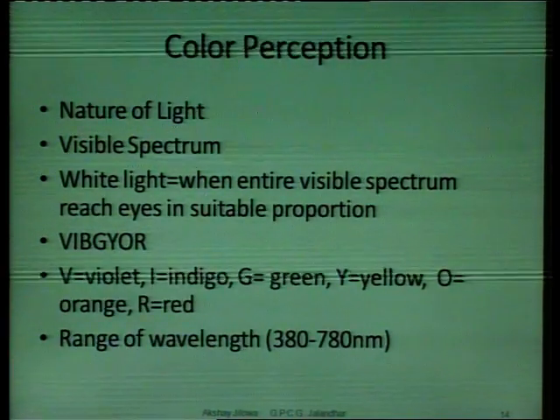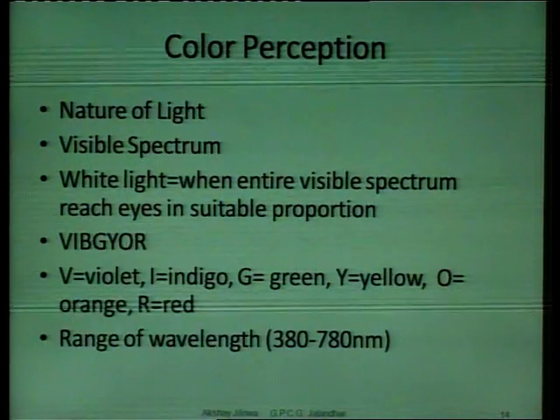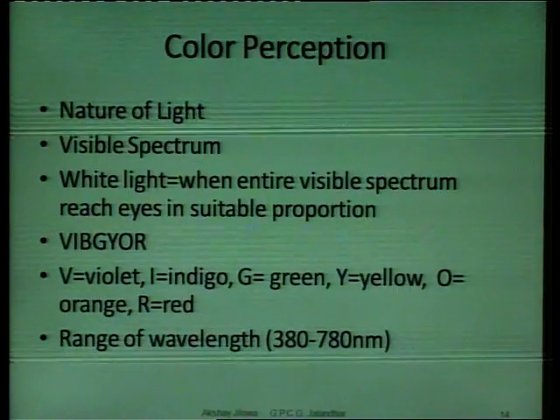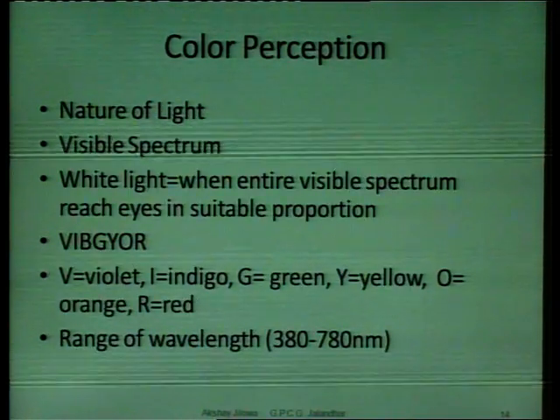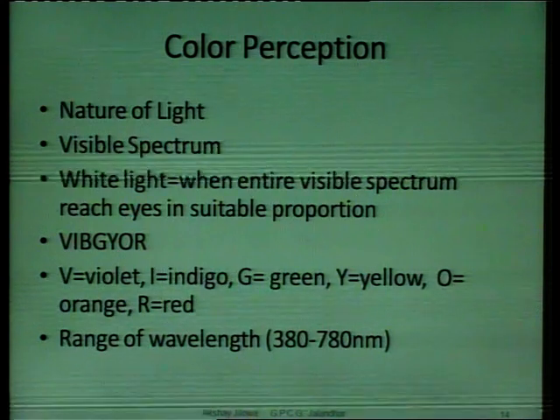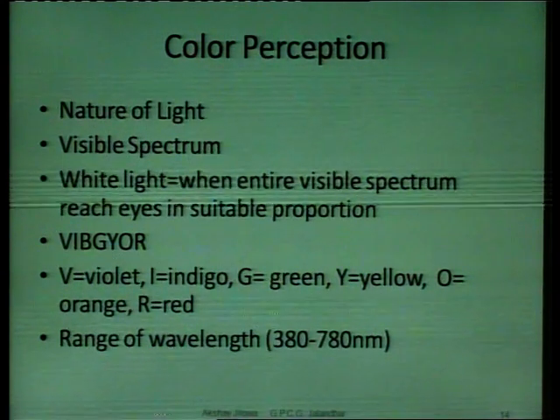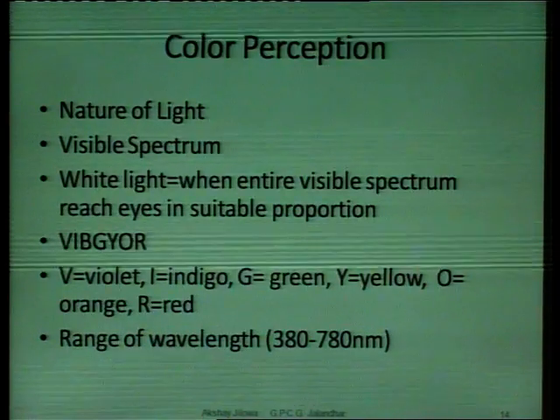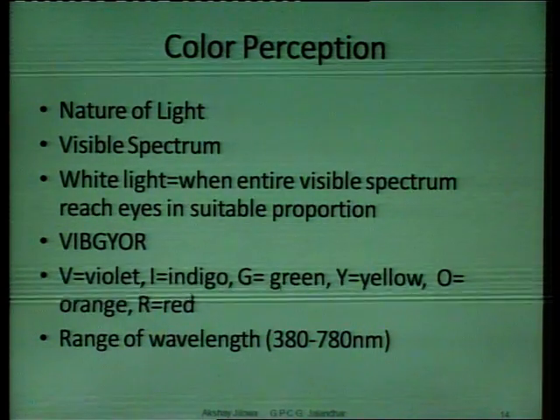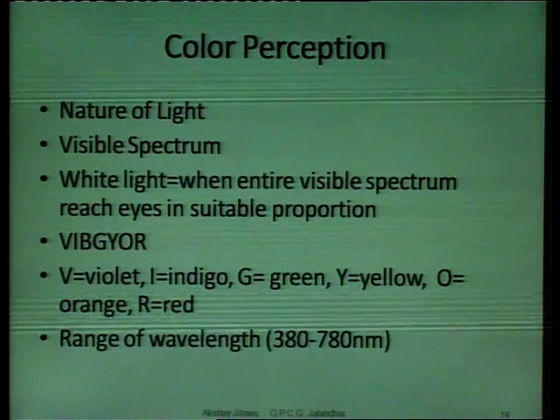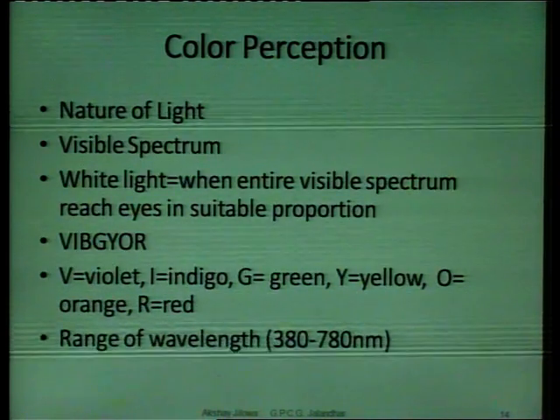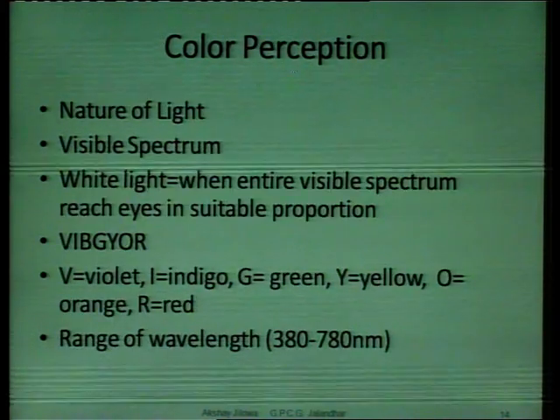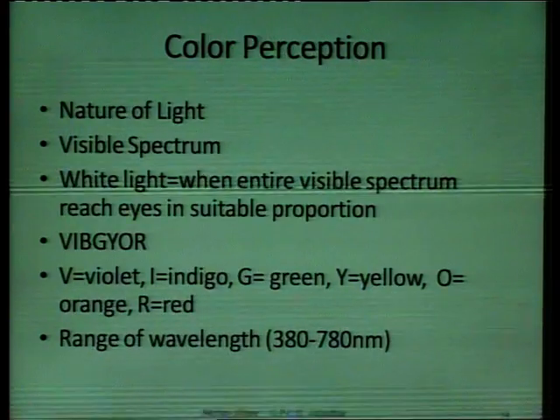Color perception: the nature of light, the visible spectrum, how we perceive color. White light is what we get when the entire visible spectrum reaches the eyes in suitable proportion. VIBGYOR, I already explained: V for violet, I for indigo, B for blue, G for green, Y for yellow, O for orange and R for red. The range of wavelength extends from 380 to 780 nanometers.